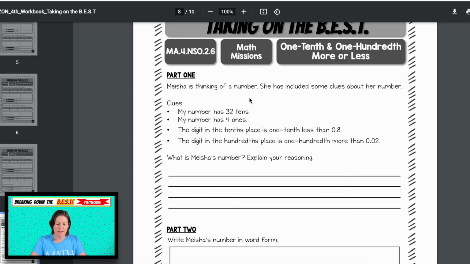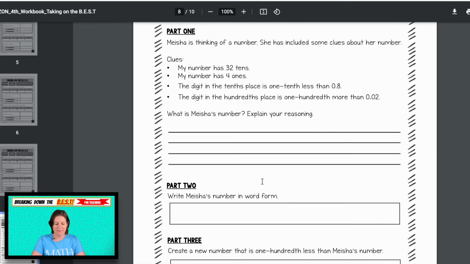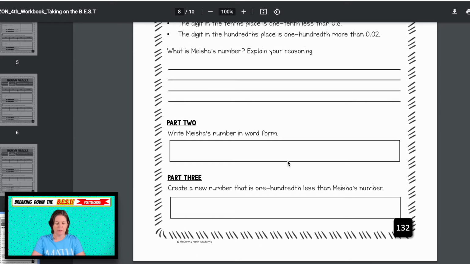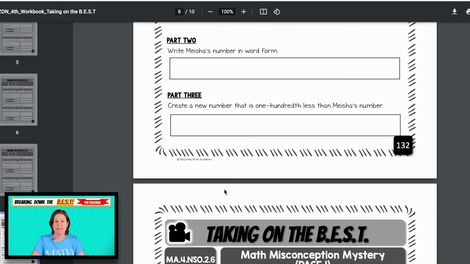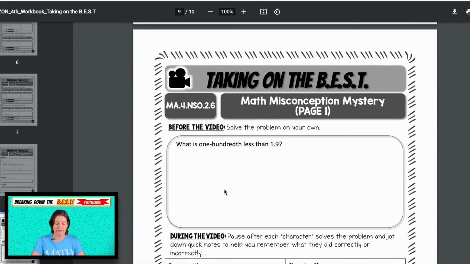So Misha is thinking of a number. She has included some clues about her number. My number has 32 tens. My number has 4 ones. The digit in the tenths place is 1/10 less than, and you get the idea there. Writing the number in word form. Create a new number. So it's a lot of thinking that's required from the students here.